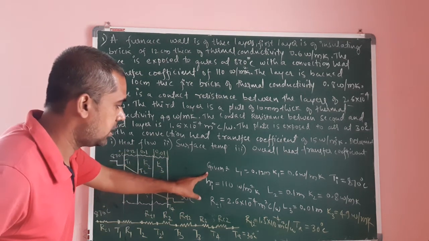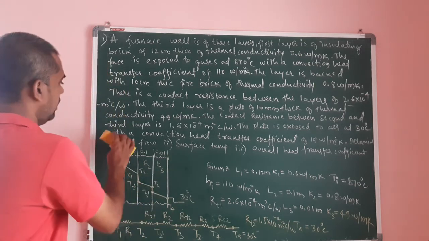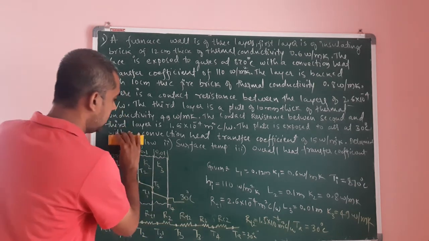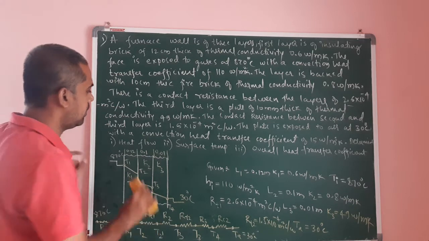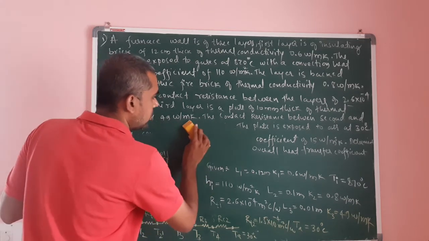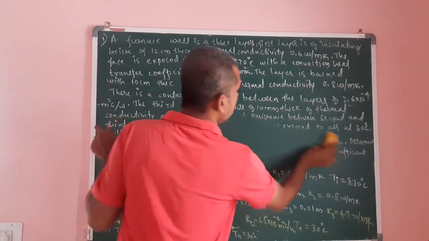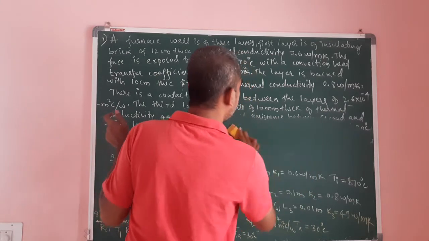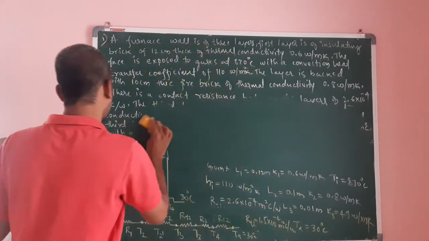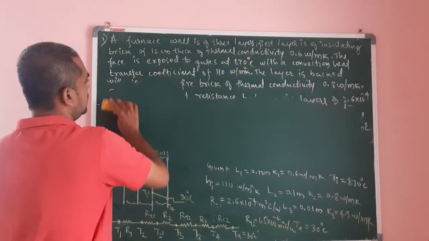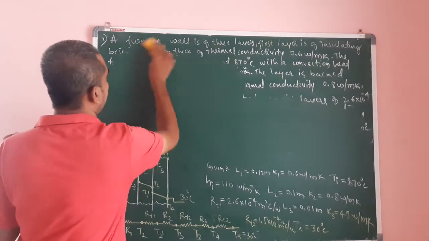Now I will rub this out. I have written the given data and everything, because there is no space. You have to write down this problem and then you can solve. We have to calculate the temperature at all the points. We have to calculate the overall heat transfer coefficient. That is what we have to calculate.